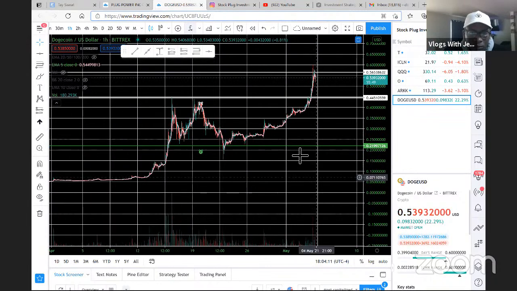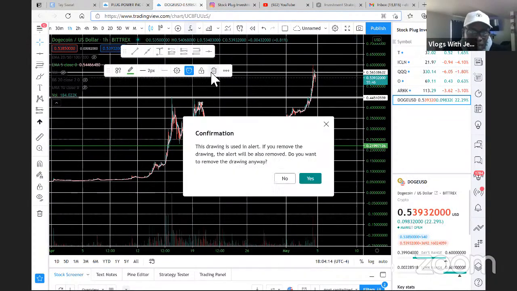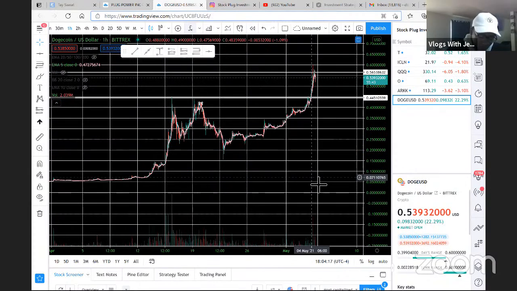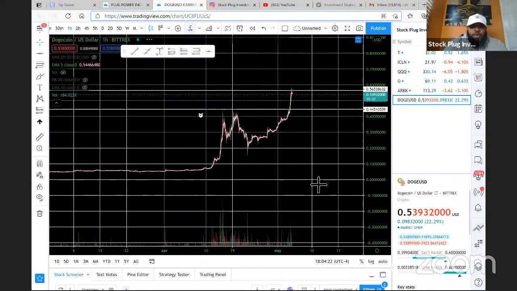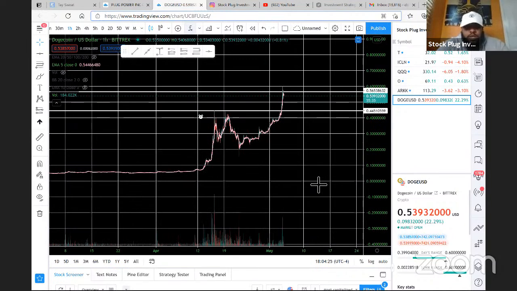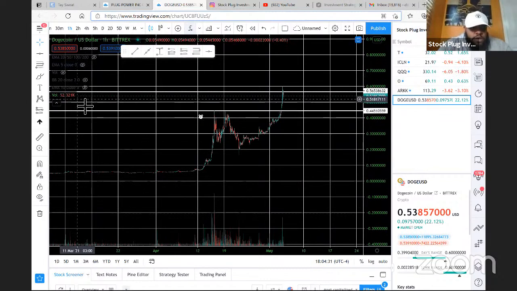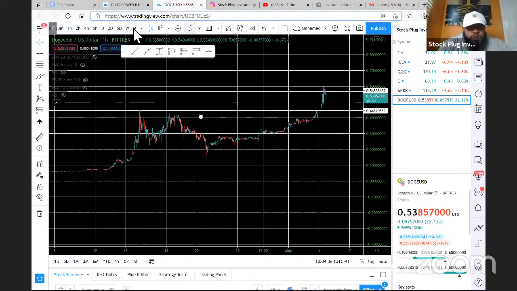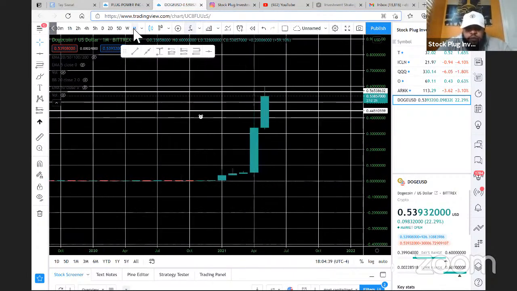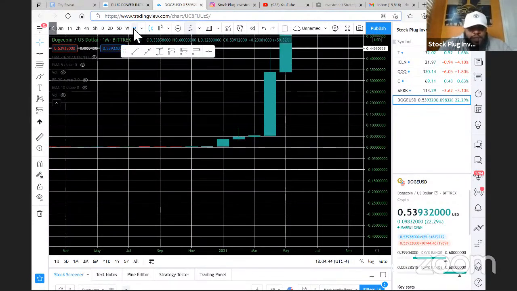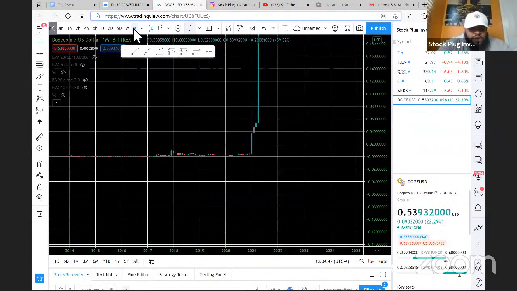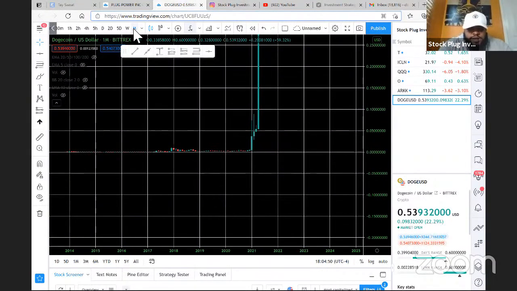Clean slate. They're gonna go to $1. Watch. Wait till I show you the charts on this. You're gonna see why people are predicting this, why it's $1 and whatnot. Let me take off everything. We don't even need no volume right now. I'm gonna make these candles bigger. Just like that. Dogecoin, this is the monthly chart. Look at that. Crazy.